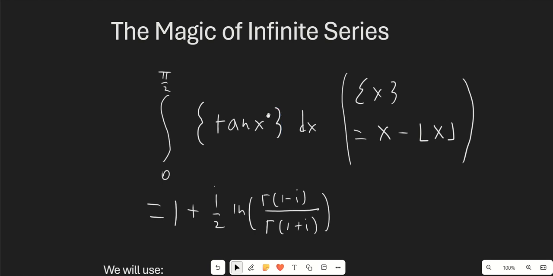So I would definitely suggest trying this problem for yourself, but if you can't figure it out, don't worry, because it is a very tough problem. So without any further ado, let's jump right into it.